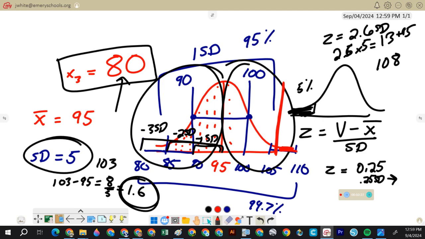How many people are over here? Very, very few. So anything above like 1.5 or 2 SDs is pretty unusual, right? Most people are within 1. The vast majority are within 2. So once you start to get close to 2, that becomes unusual. Anything beyond 2 is quite unusual.